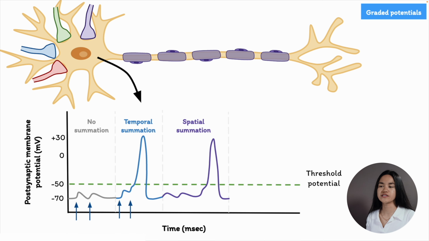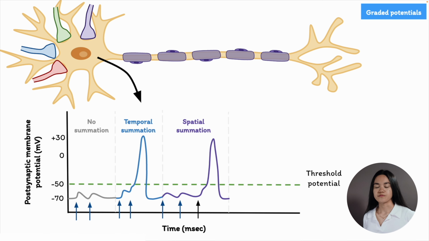There are multiple presynaptic inputs, spatially separated neurons that are stimulated at the same time, and they are generating an EPSP in the postsynaptic neuron. So these multiple presynaptic inputs include this blue, green, and purple inputs. And the addition of these EPSPs increases the chance of reaching threshold to initiate an action potential.